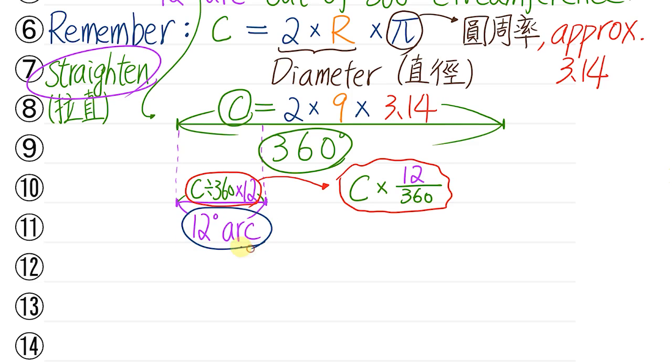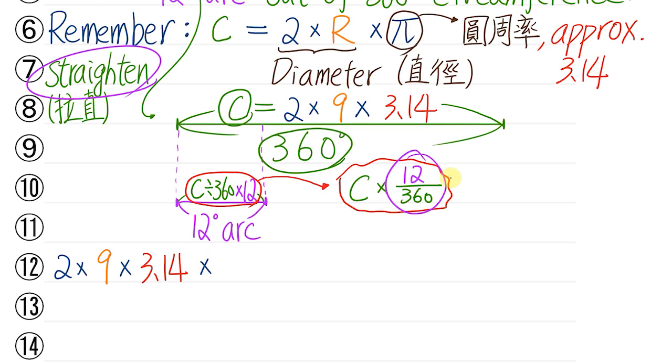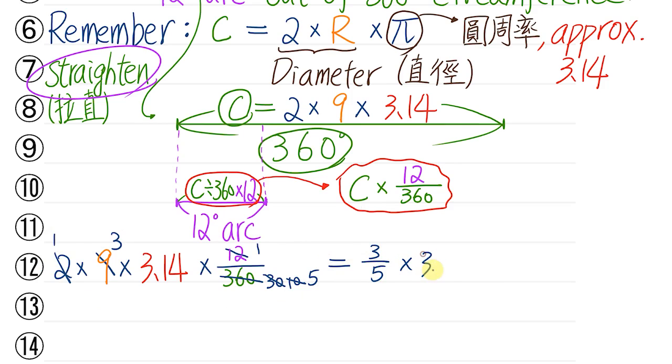So we know the length of the 12-degree arc is equal to the circumference, which is 2 times the radius 9 times the approximation of pi, that's 3.14, times this fraction 12 over 360. The rest of the job is to calculate this value. Let's do the cancellation first. Divide the top and bottom by 12, we get 1 here and 30 here. And let's divide this 30 by 3 and this 9 by 3, and we get 3. And here we are left with 10. And divide this 10 by 2, we get 5, and divide this 2 by 2, we get 1. So this number is equal to 3 over 5 times 3.14.